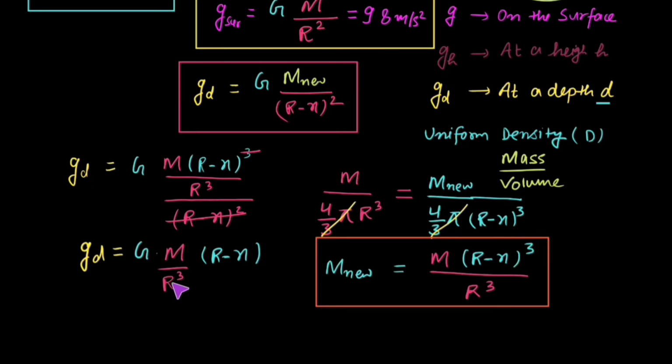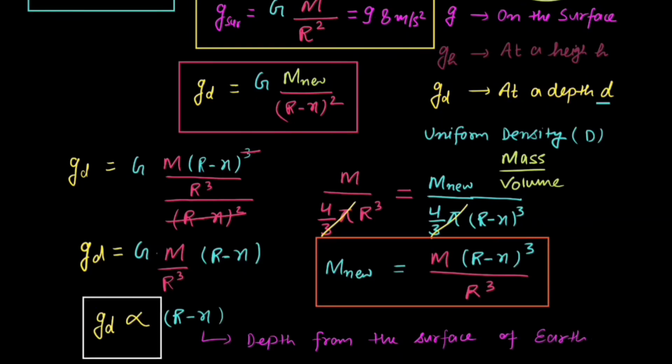If in this equation I remove the constant terms, capital G, which is a universal constant, capital M, which represents the whole mass of Earth, and r, which represents the radius of Earth, then the acceleration due to gravity at a depth d would be directly proportional to r minus x. And always remember that this x represents the depth from the surface of Earth.